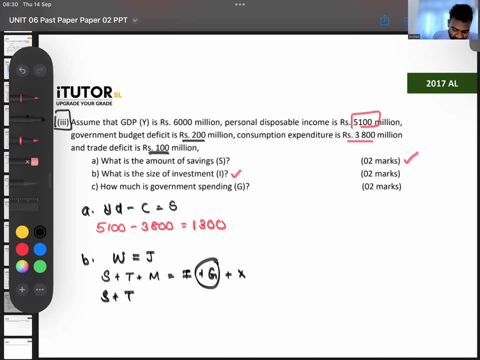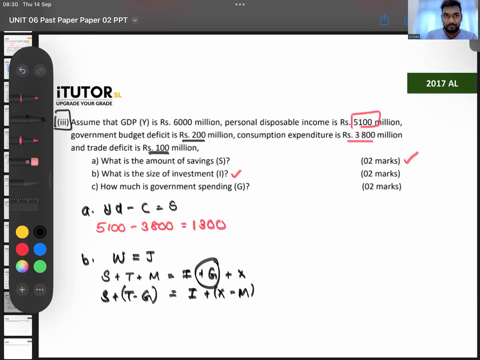Okay. So look what I'm doing. So this one minus G. The M I'll move to that side. Now, what is this? Taxes minus government spending. That's the budget deficit. I'll move the imports into this side. So plus X minus M. What is X minus M? Your trade deficit. Is that clear, guys?